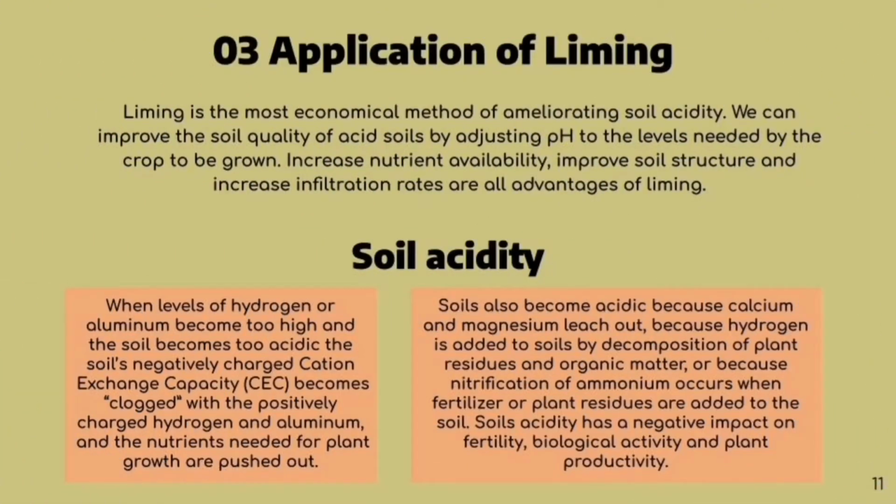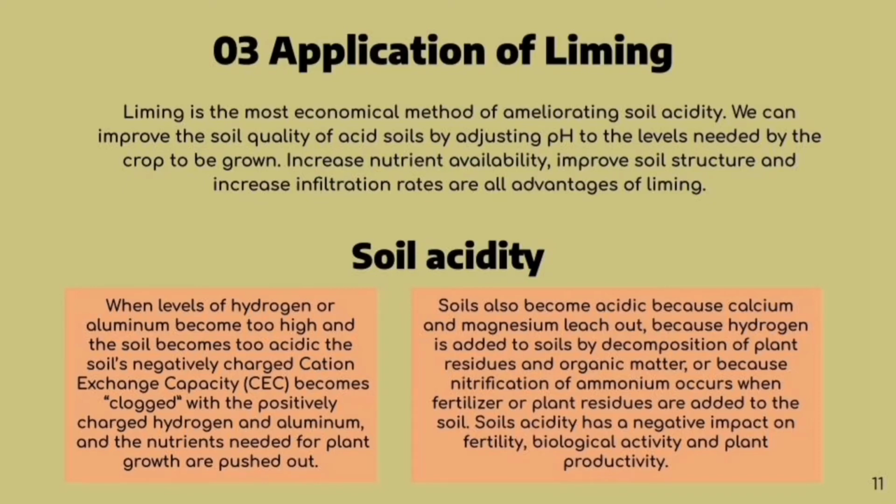Hello, my name is Nurul Izzah binti Abdul Manja. I will present about application of liming. Liming is the most economical method of ameliorating soil acidity. We can improve the soil quality of acid soil by adjusting pH to the level needed by the crop to be grown. Increased nutrient availability, improved soil structure, and increased infiltration rates are all advantages of liming.